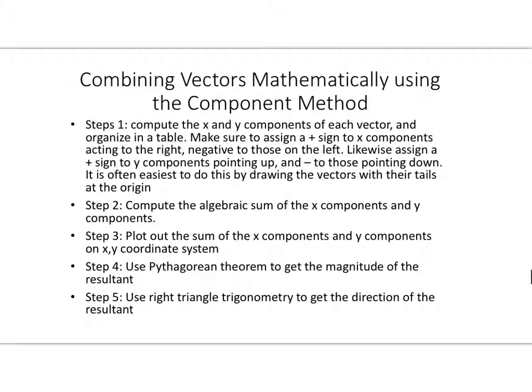And then step three is to plot out the x and y components on the xy coordinate system. If it's negative, the x component plots to the left. On the y components, if it's negative, it gets plotted down. Then we use the Pythagorean theorem to get the magnitude of the resultant, and right triangle trigonometry to get the direction.